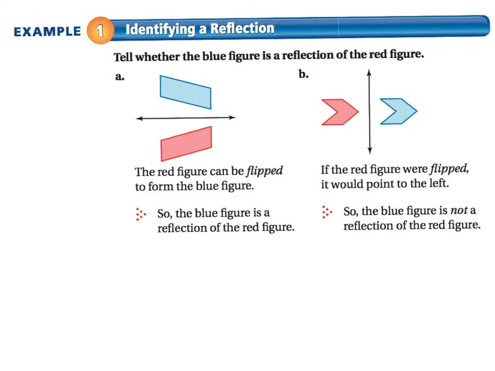So if we look at two really easy problems, you don't need to write these down. Tell whether the blue figure is a reflection of the red figure. The line of reflection is represented by the black line, and yes, it has been reflected from the red figure to the blue figure. So yes, it is a reflection. B has just been slid over. It's only been translated. Therefore, this is not a reflection.